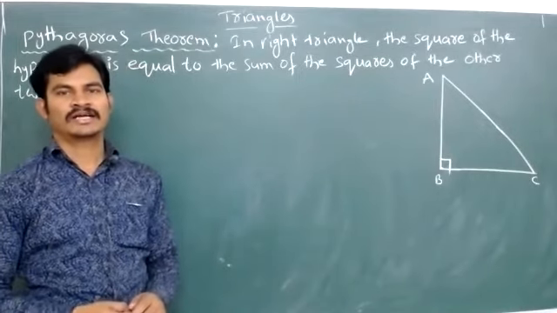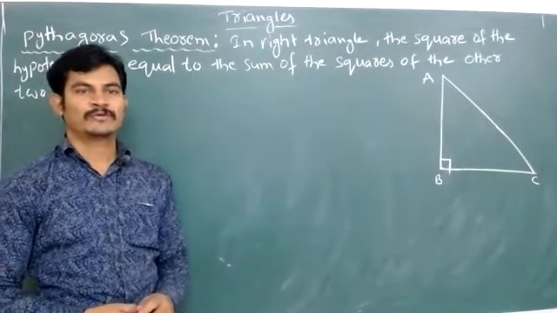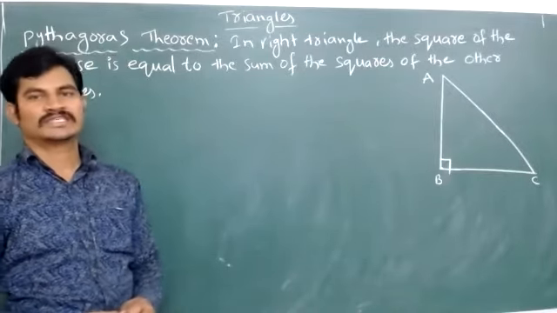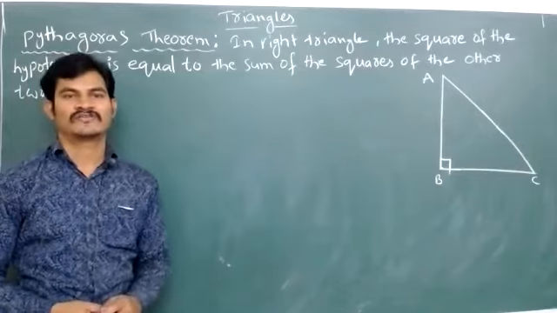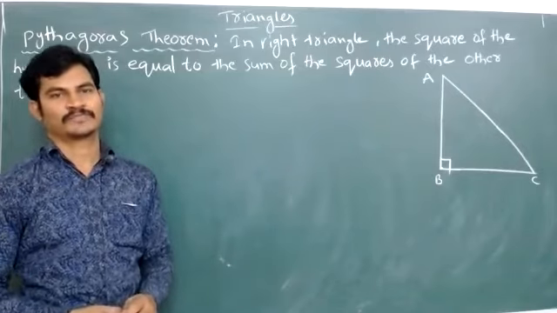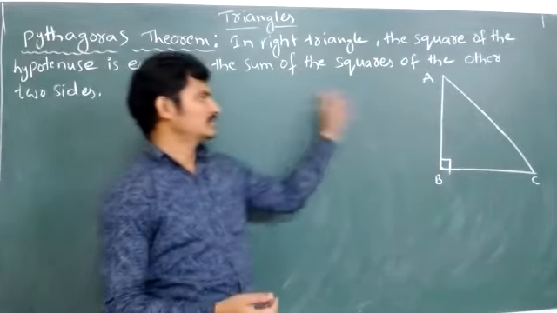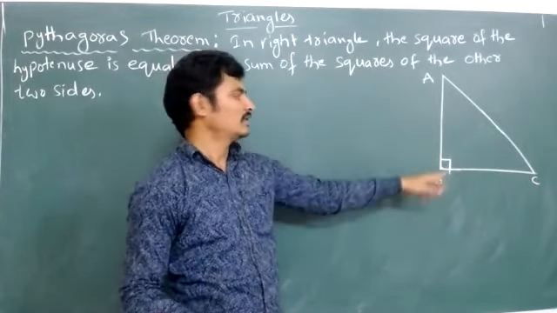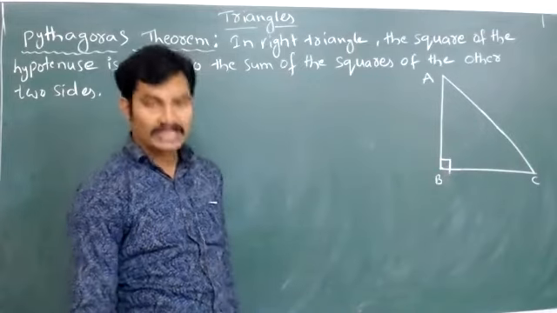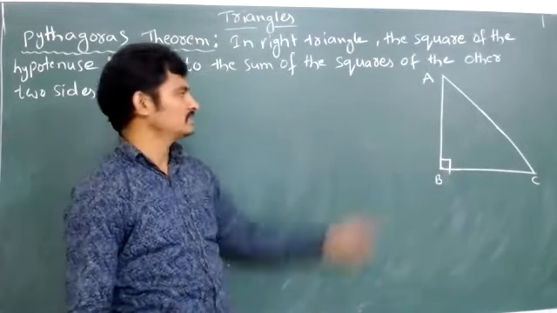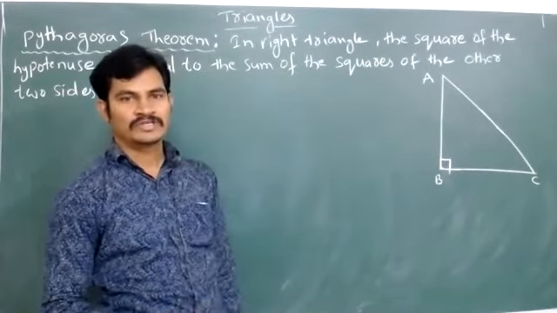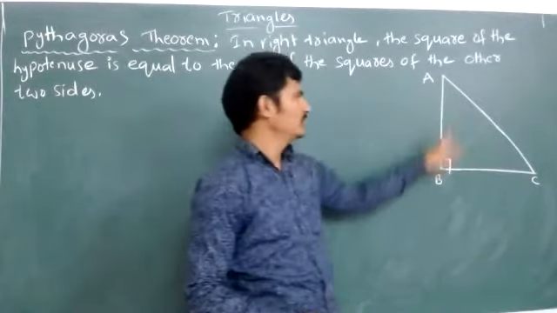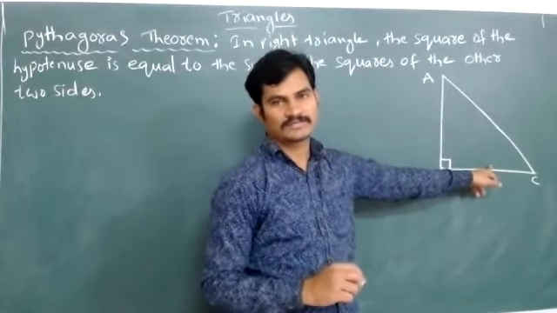In a right triangle, the square of the hypotenuse is equal to the sum of the squares of the other two sides. Related to this, I have drawn a diagram. I have taken a triangle ABC, right angle at B, which means it is a right angle triangle. In this right angle triangle, angle B is 90 degrees. So AC is called the hypotenuse.